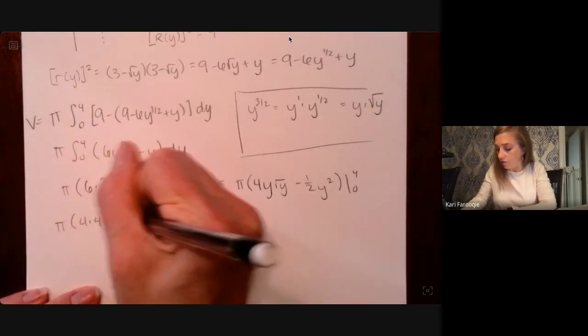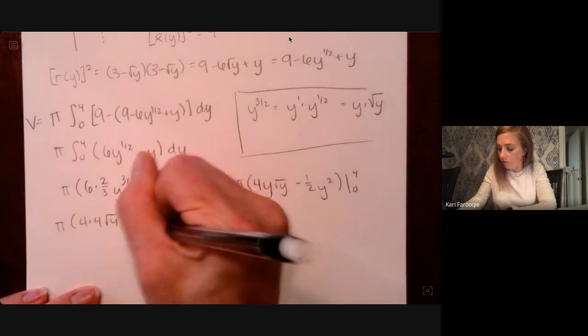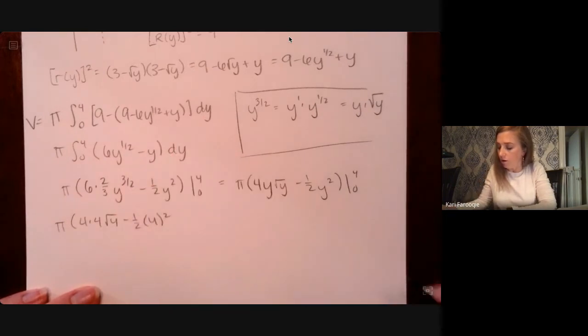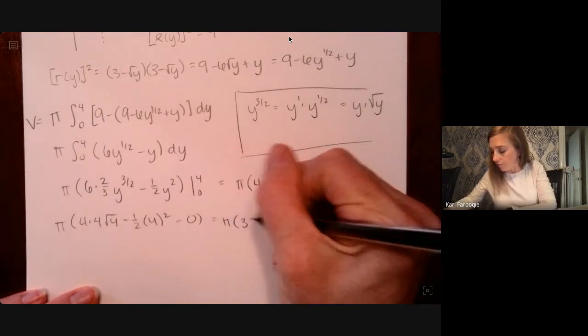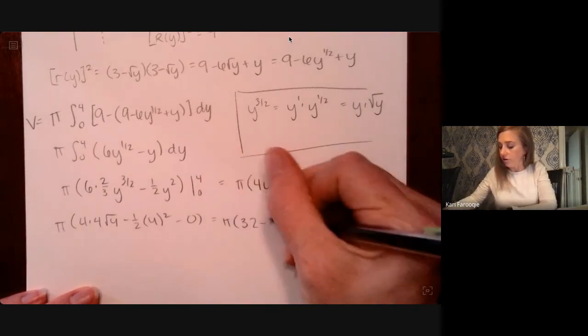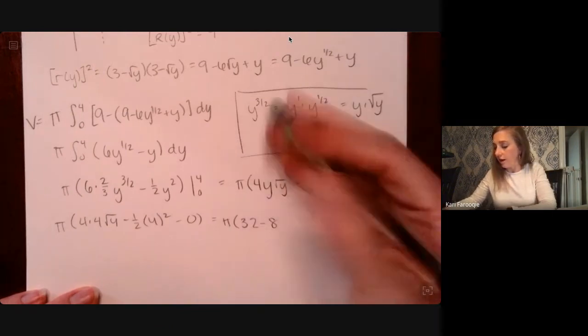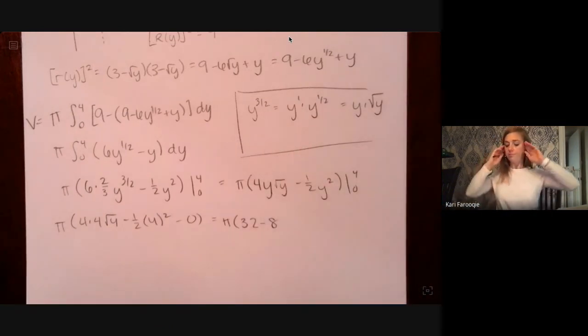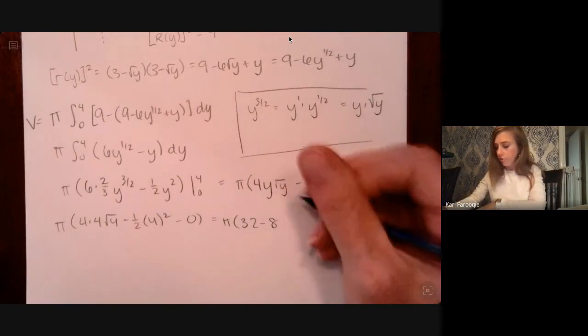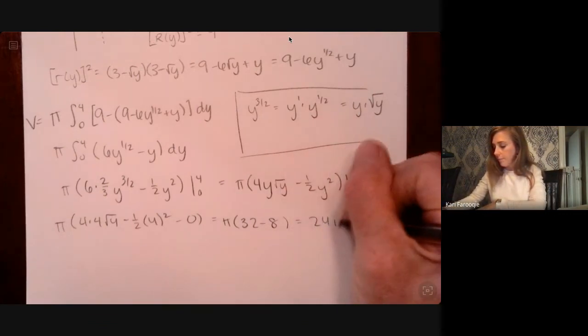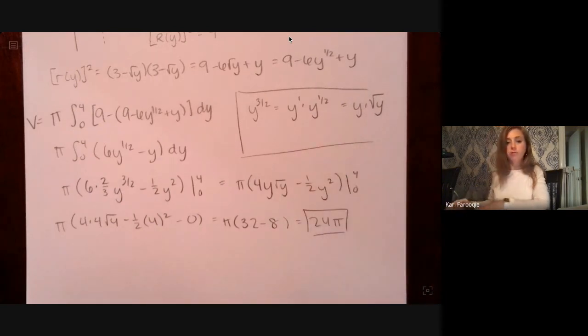4 times the square root of 4 minus 1/2 times 4 squared. If I evaluate this at 0, I'm going to get 0. 4 times 4 is 16, times 2 is 32. 4 squared is 16, times 1/2 is 8. And then you should end up getting 24 pi for your volume.